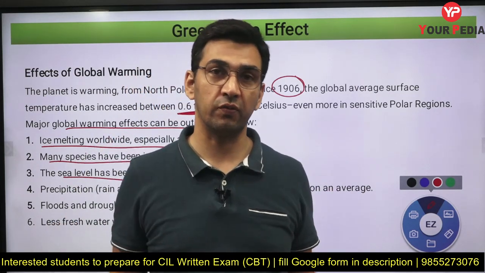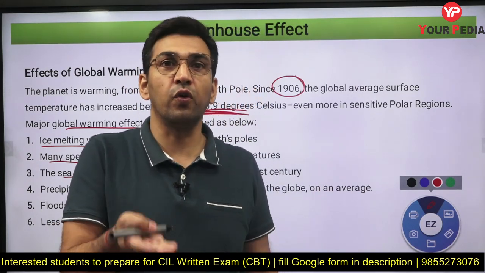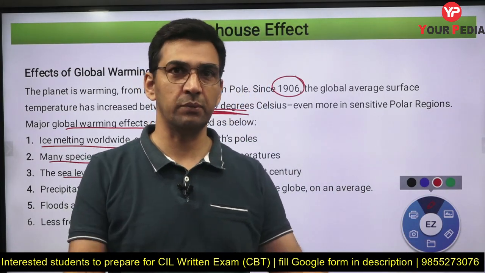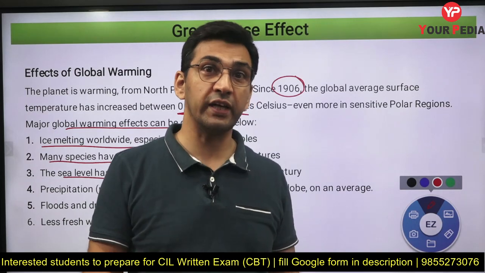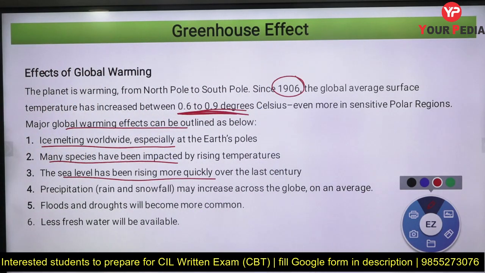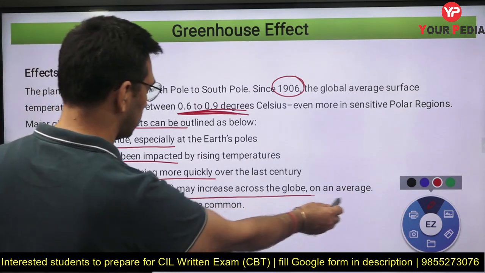Then the overall sea level will increase, and all those island nations that you have will submerge. What about the coastal areas? Coastal areas will also submerge. They will also be influenced, right? Precipitation may also increase across regions.